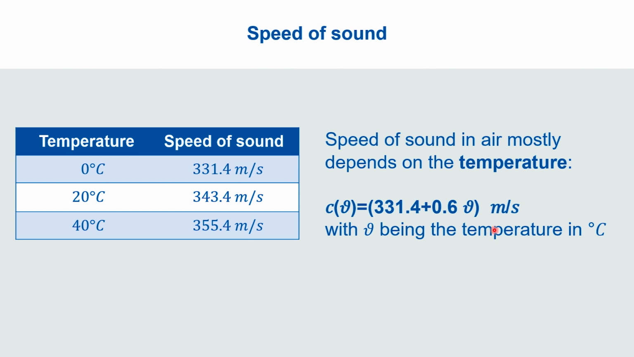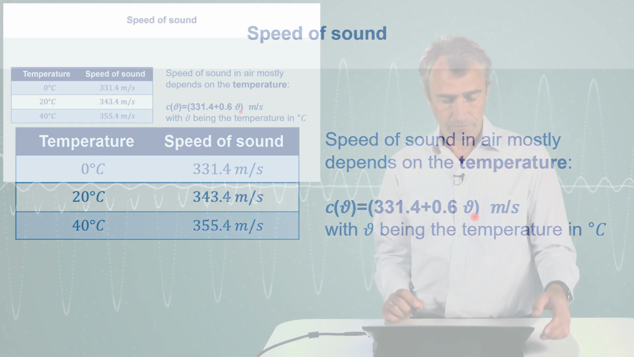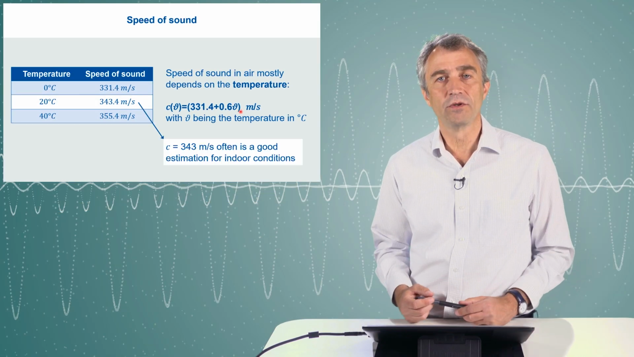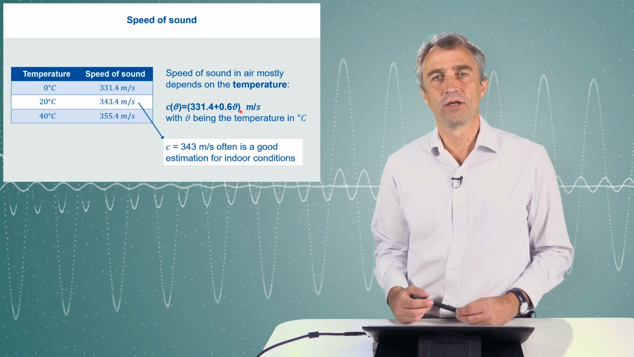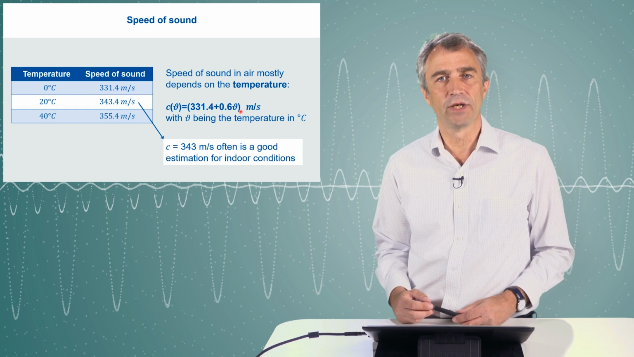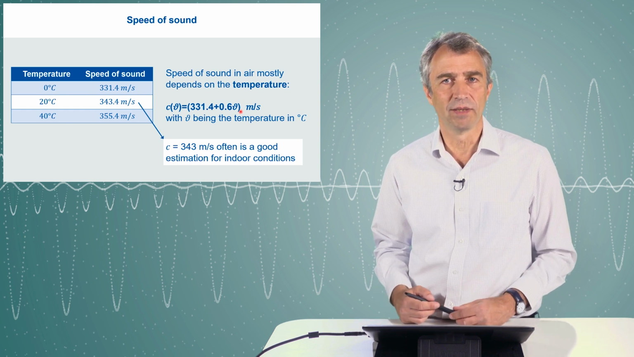We can approximate the speed of sound for practical purposes very well by this equation, that it refers to the 0 centigrade speed of sound, 330 meters per second, plus about 0.6 per degree centigrade added to that. Mostly we use 340, 343 meters per second for calculating the speed of sound in indoor situations, referring to about indoor temperatures.